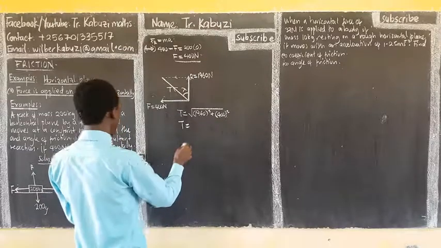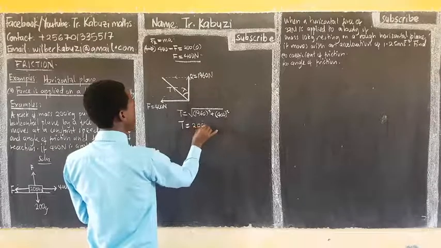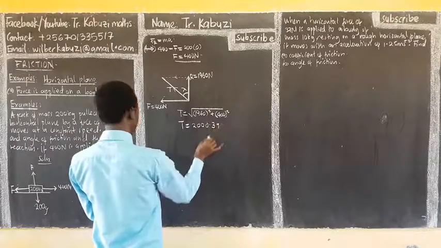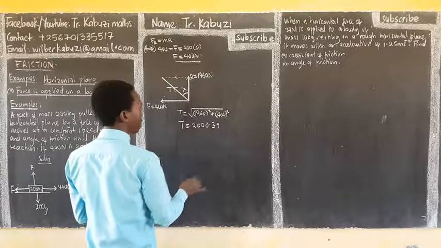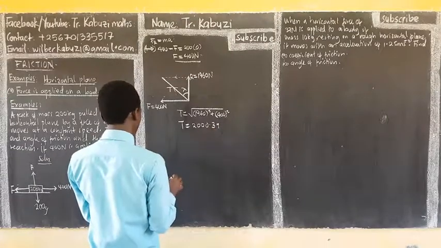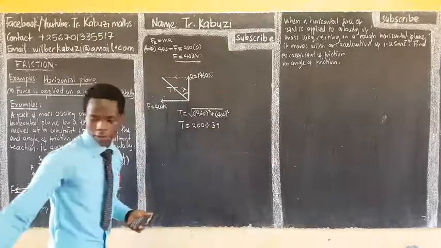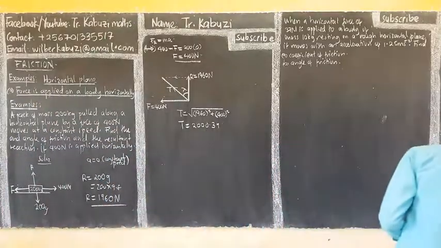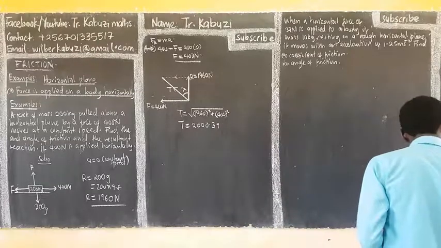So my resultant here is 2000.39. Okay, when I round off, I get 0.4.